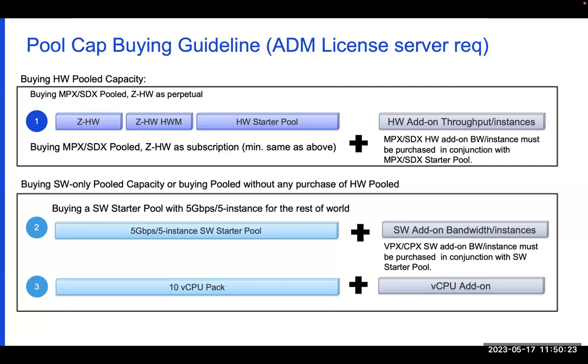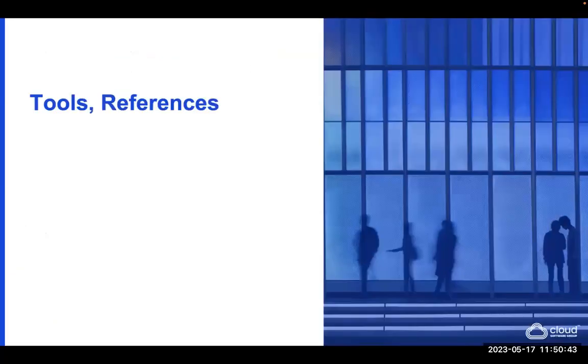And you can actually add on bandwidth and instance wherever that is required. Alternatively, you can look at the 10 vCPU starter pack, which is vCPU based for pool capacity. So these are the three different pooled capacity licensing options.